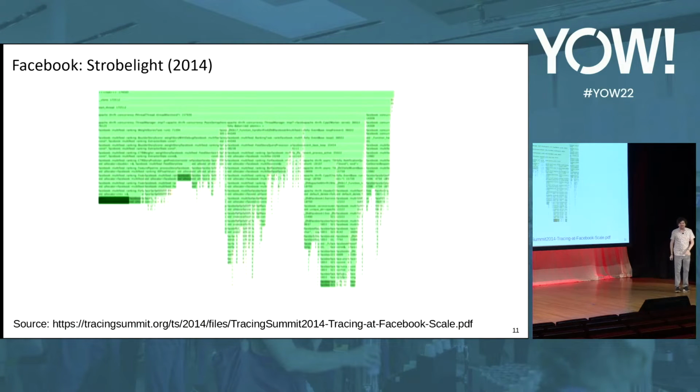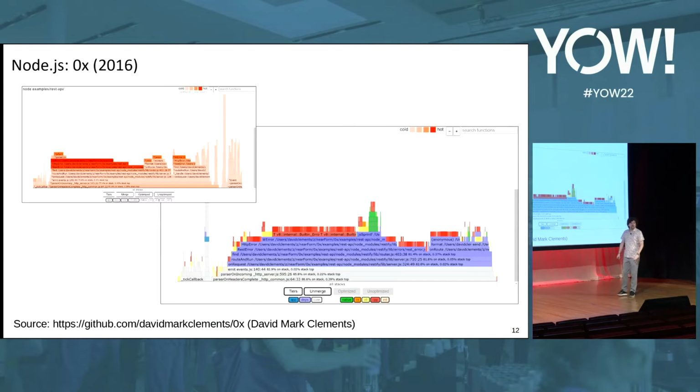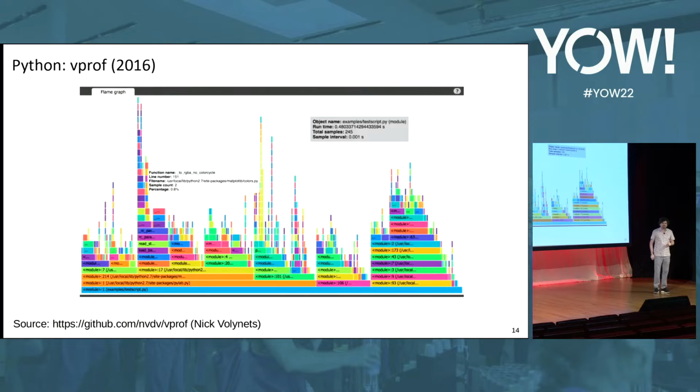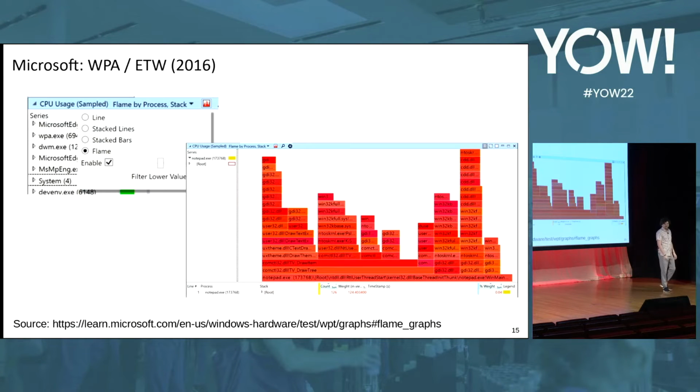Just to give you a quick idea, Facebook were early adopters. They've got a version called Strobelight. Node.js has lots of versions. I really like this one by David Mark Clements. It lets you, there's these canned code searches to highlight different areas. Qt Creator was one of the first ones to include them in an IDE. Python vprof. This hasn't narrowed the color palette, so you have the angry fruit salad, lots of colors.